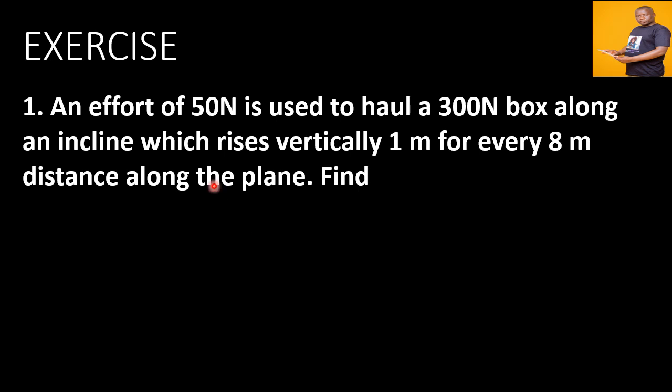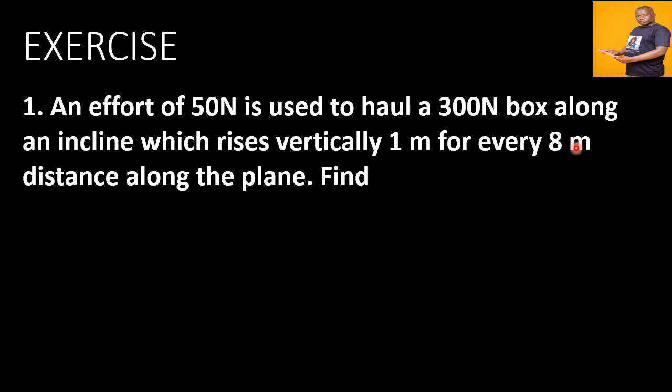All right, so an effort of 50 newtons is used to hurl, to hurl is to pull, a 300 newtons box along an inclined plane which rises vertically 1 meter for every 8 meters distance along the plane. So here, what information do we have? So this is the effort, this is the load. This 1 meter here is referring to the vertical height, and the length of the plane is given as 8 meters.